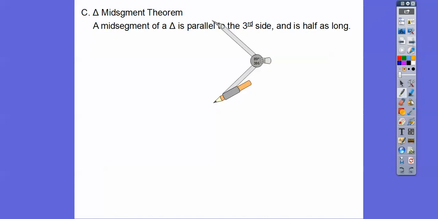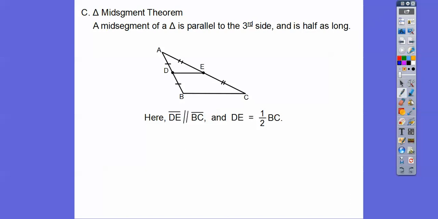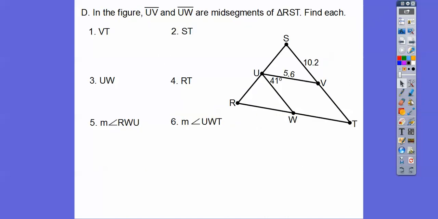All right, the mid-segment theorem. The mid-segment theorem says that the mid-segment is always parallel to the third side, and it's half as long. So if it is a mid-segment, then this mid-segment is parallel to this side, and this is half the length of this, as long as it's the mid-segment. And this is a mid-segment because I have these markings here, so it's the midpoint. In the figure, segments UV and UW are mid-segments of the triangle.